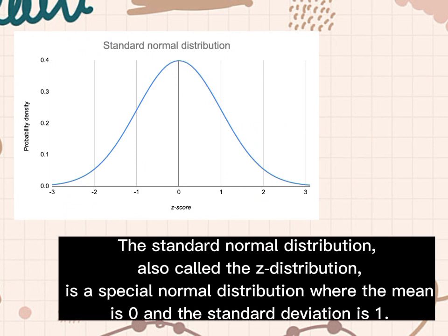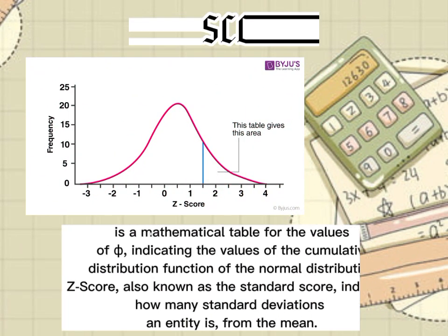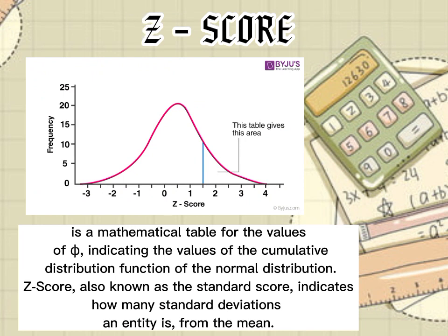Standard normal distribution. The standard normal distribution, also called the Z distribution, is a special normal distribution where the mean is 0 and the standard deviation is 1. The Z-table is a mathematical table of the values of the cumulative distribution function of the normal distribution. Z-score, also known as standard score, indicates how many standard deviations an entry is from the mean.